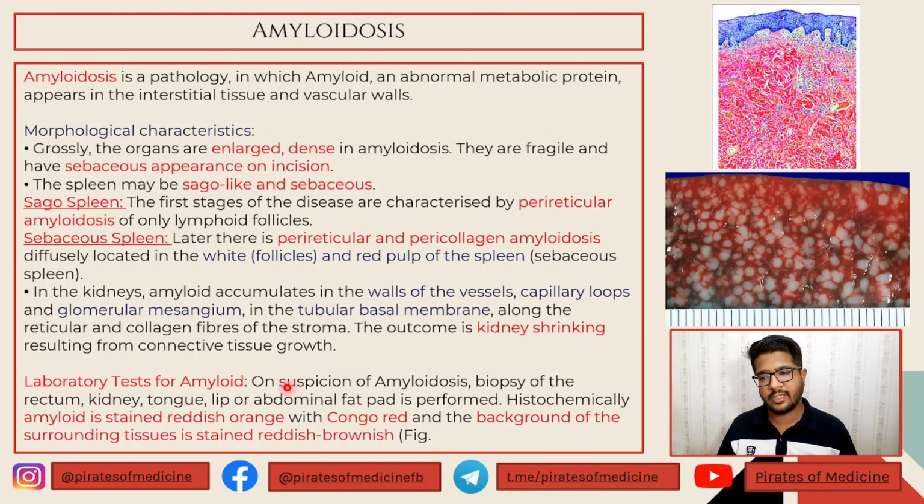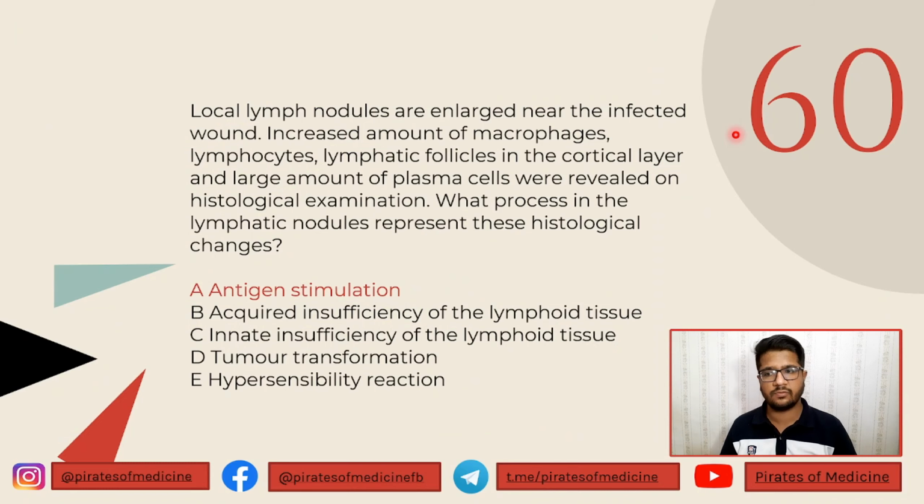Laboratory testing for amyloidosis is important because on suspicion of amyloidosis, a biopsy of the tissue is taken. It can be taken from the rectum, kidney, tongue, lip, or abdominal fat. The amyloid is stained reddish orange with Congo red stain, so the surrounding tissue is reddish brownish in color. You can see this orange staining is amyloid protein present in the tissue. So Congo red stains amyloid reddish orange. Understood? Let's go to the last question for today.